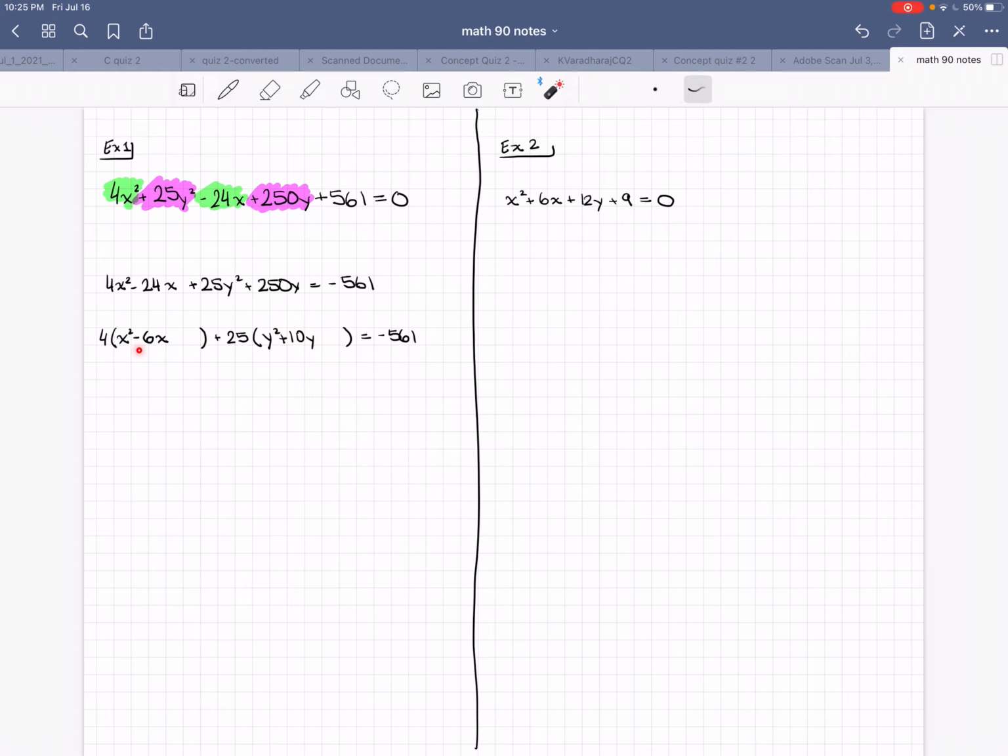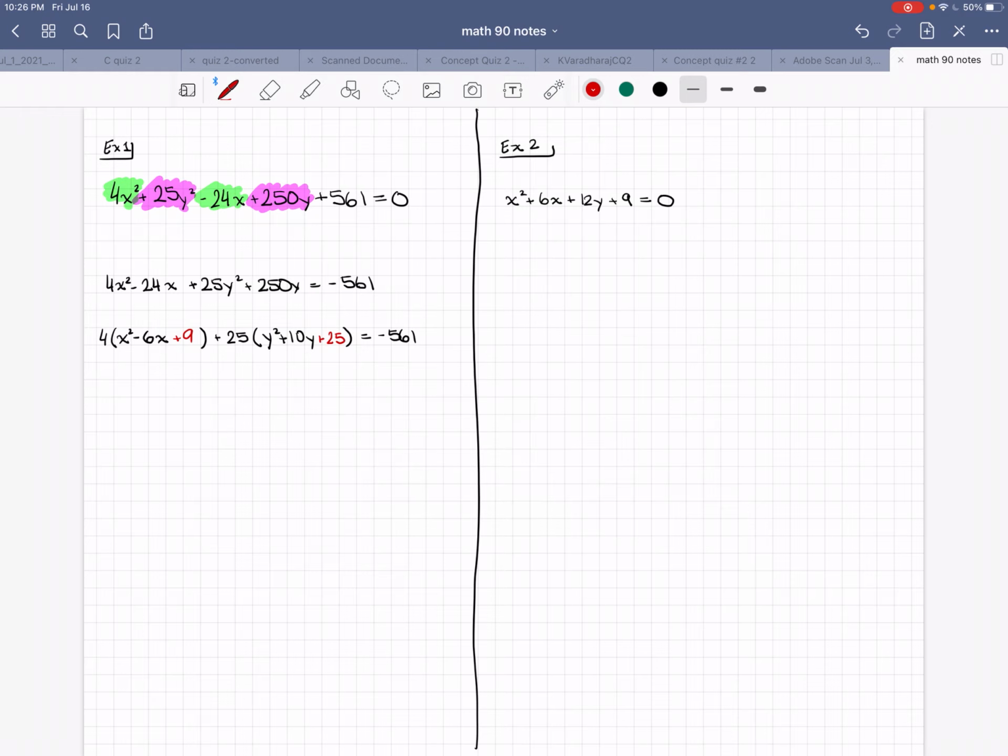We know that to complete the square, we're going to take the middle coefficient, divide by 2, and square. So x squared minus 6x means we add 9. And same thing here. We're going to take that 10 divided by 2 and square. 10 divided by 2 is 5. Square that, we add 25.